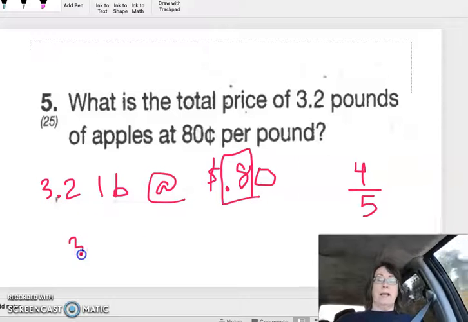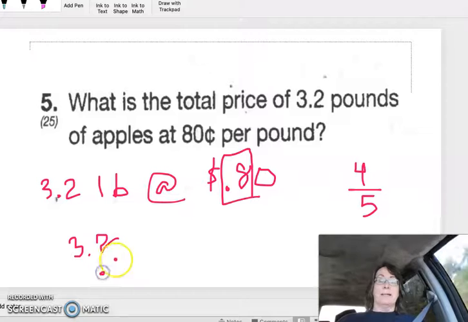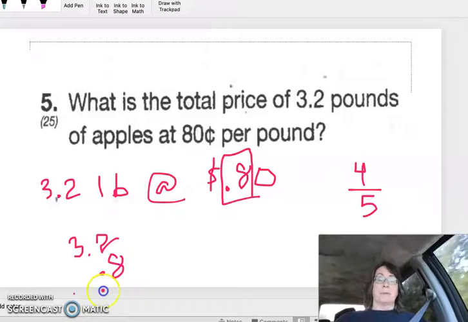So we're going to say 3.2 times 0.8. We hit a bump. 2 times 8 is 16.